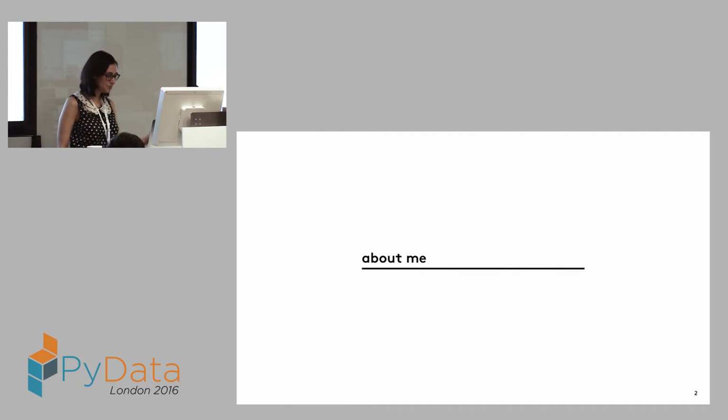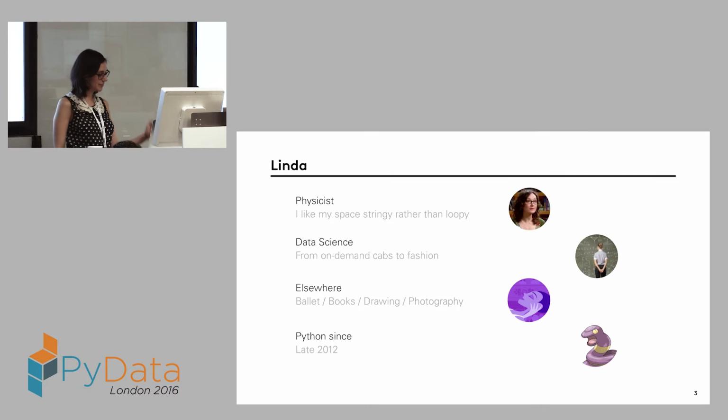So about me, my name is Linda. I'm a physicist by training. I like my space stringy rather than loopy. I moved into data science. I went from on-demand services, mainly cabs, to now fashion, and I work as a data scientist at Lyst.